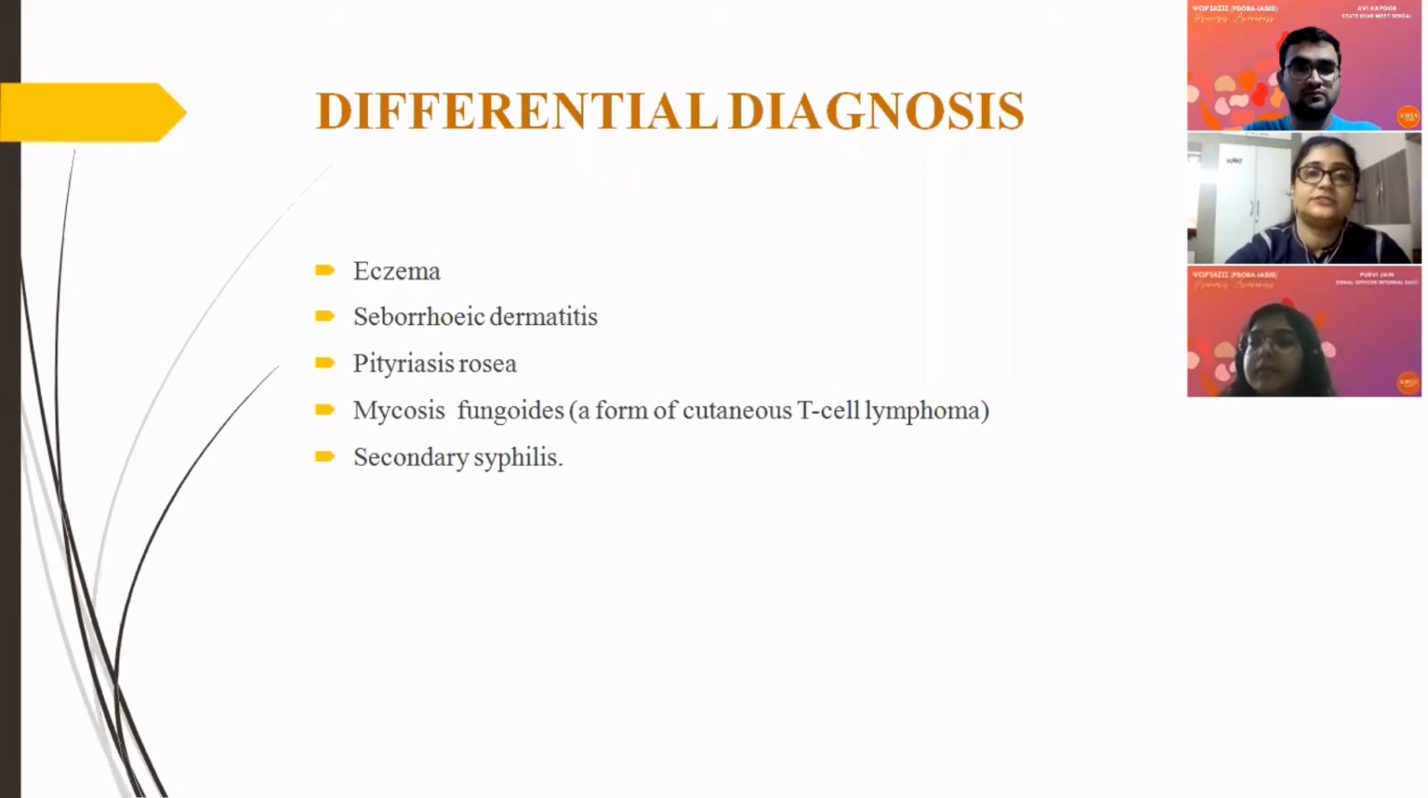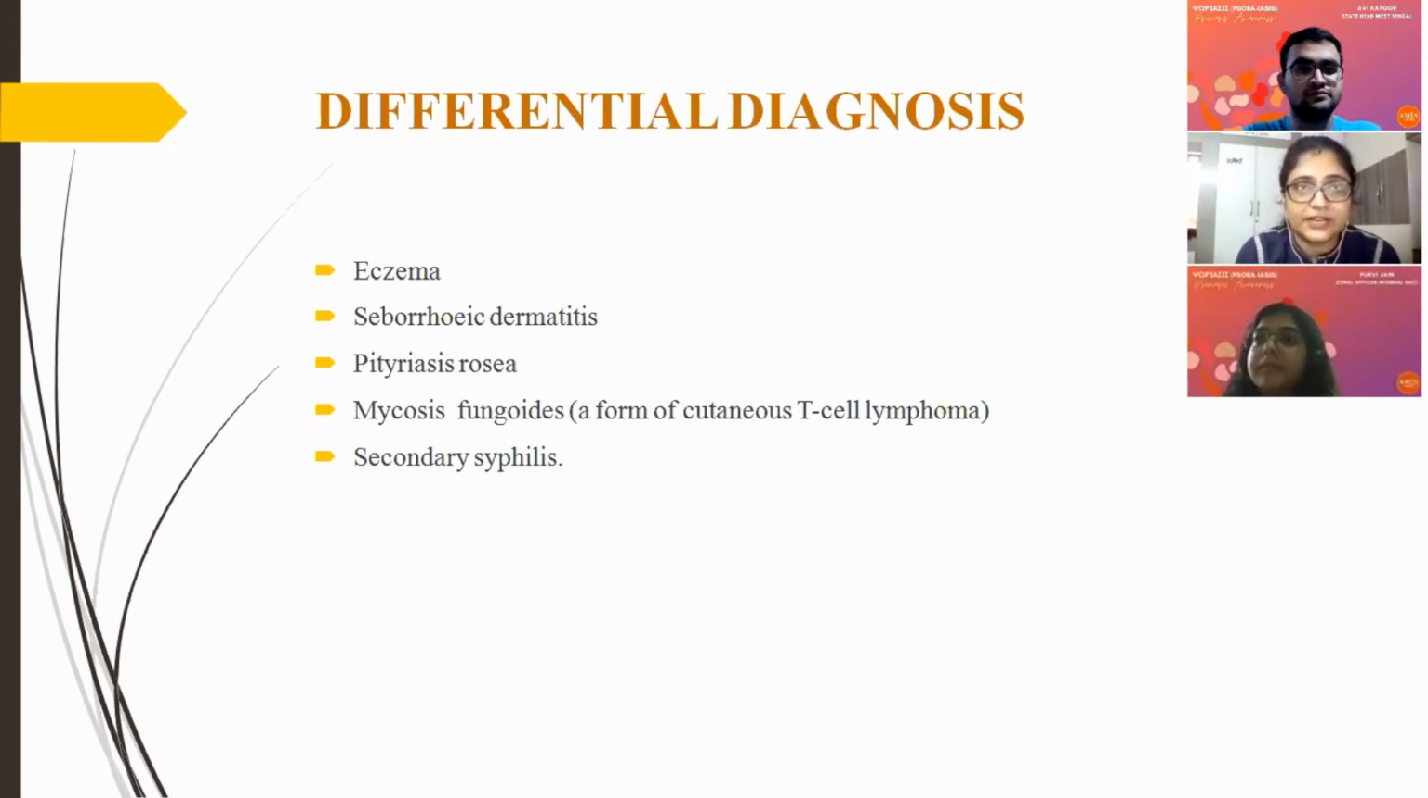Differential diagnosis is eczema and seborrheic dermatitis. Seborrheic dermatitis, the skin will be itchy, more itchy than psoriasis. The itching is less in psoriasis and the lesions will be more indurated in psoriasis.